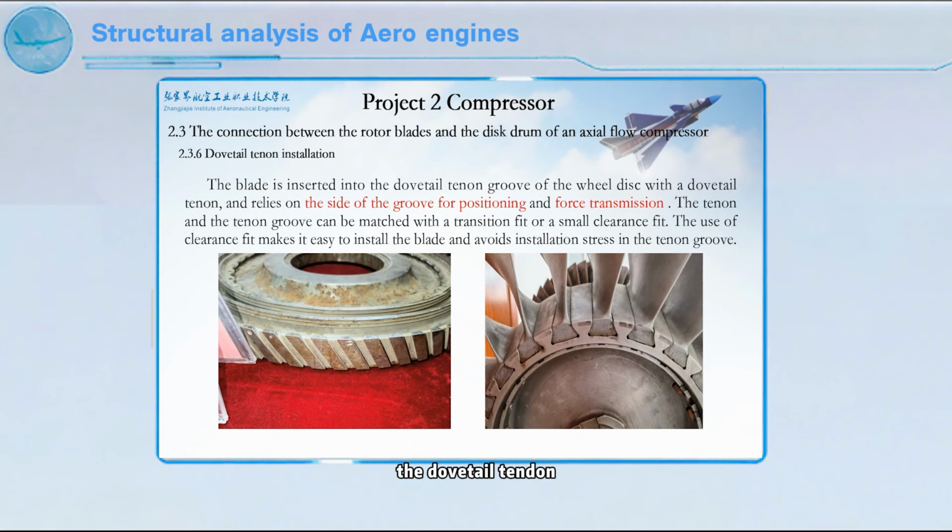The dovetail tenon is inserted into the dovetail tenon groove of the wheel disc, and generally relies on the side of the groove for positioning and force transmission. The tenon and the tenon groove can be matched with a transition fit or a small clearance fit. The use of clearance fit makes it easy to install the blade and avoids installation stress in the tenon groove.